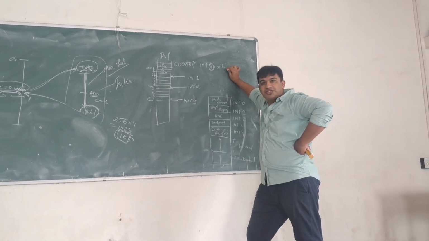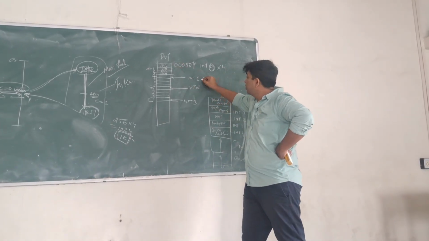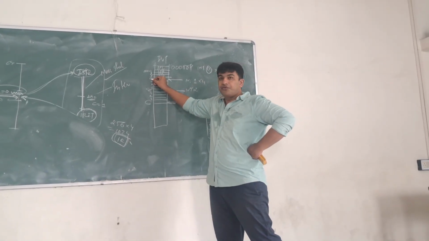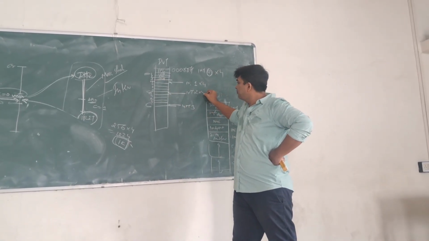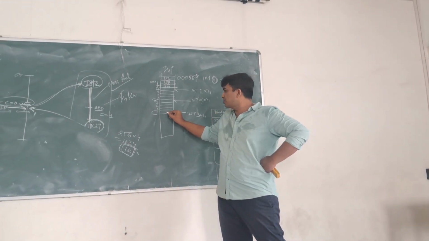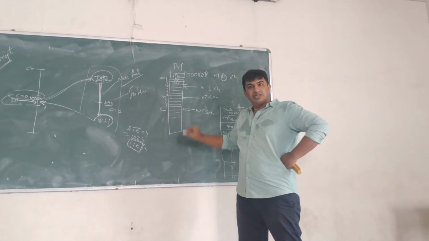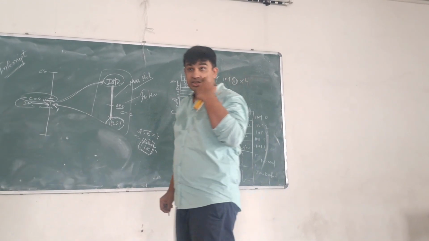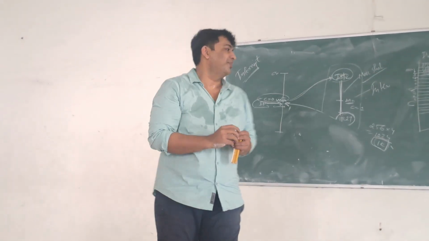0 into 4 is 0. 1 into 4 is 4. 2 into 4 is 8. 3 into 4 is 12, which is C. Understand? Yes. Now continue.